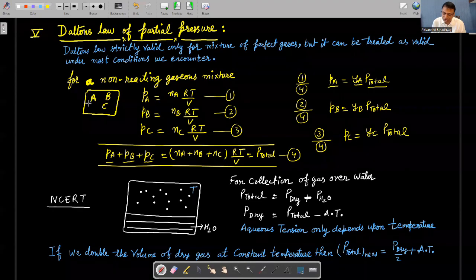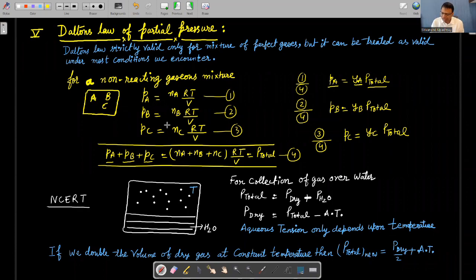Definitely the composition, the mole fraction, will change, and the total pressure will change, but nothing is going to happen to the partial pressure of gas A, gas B, or gas C. So the point is, the partial pressure of a gas depends on the number of moles of that gas only, and the temperature and volume of the container. If all these three are not changing, partial pressure is not going to change. It is possible that the total pressure will change and the composition will change, but partial pressure only depends on three things.